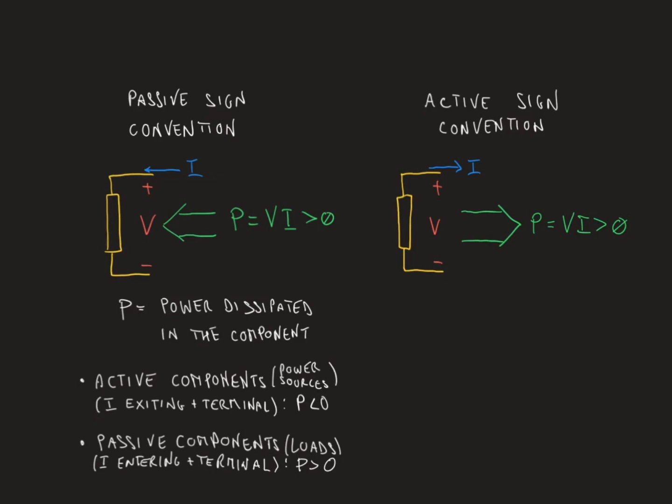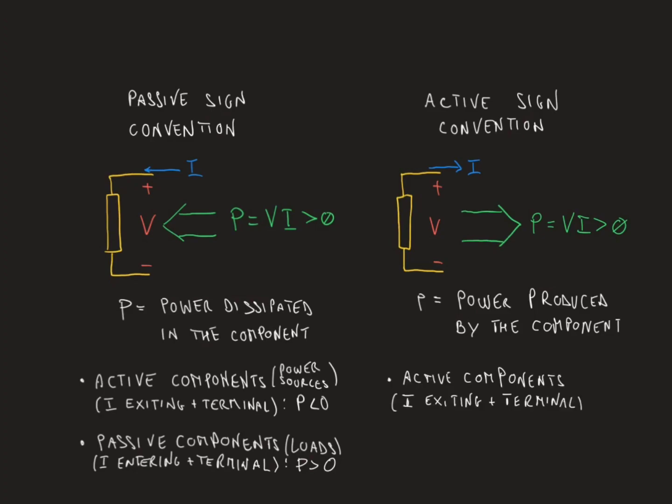In the active sign convention, power flowing out of the component is therefore defined as positive. The power variable in this case represents the power produced by the component. Based on this convention, active components will feature a positive power flow, while passive components will feature a negative power flow.